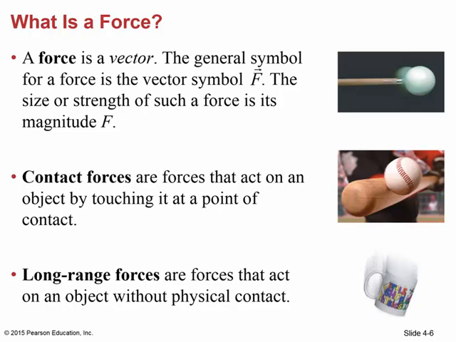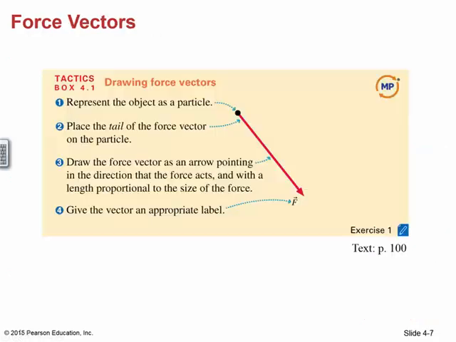Now, they talk about contact forces. Here we would see that the contact force is between the bat and the ball. That's the point at which the contact is made. That is the contact force, okay? Then you have long-range forces in which there's no physical contact. For example, gravity is a long-range force. If you jump out of an airplane, you will hit the ground, okay, without a parachute.